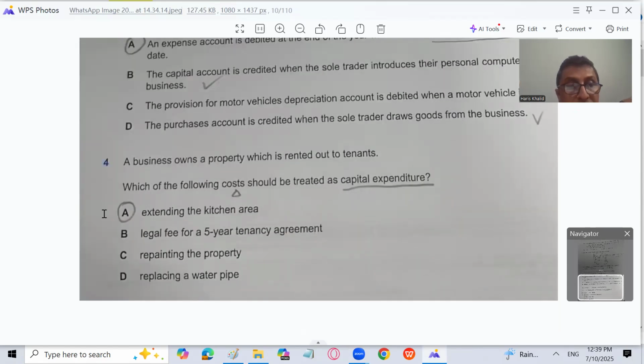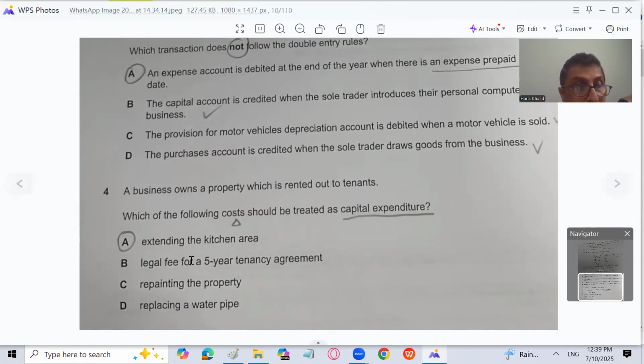A business owns a property which is rented out to tenants. Which of the following costs should be treated as capital expenditure? Extending the kitchen area. There may be more people inclined towards that property and an increase in earning capacity. A non-current asset is acquired and the business will be extended. Legal fee for a 5-year tenancy agreement means it is supposed to be paid every year. Repainting the property is also an expense, and replacing a water pipe is also treated as an expense.